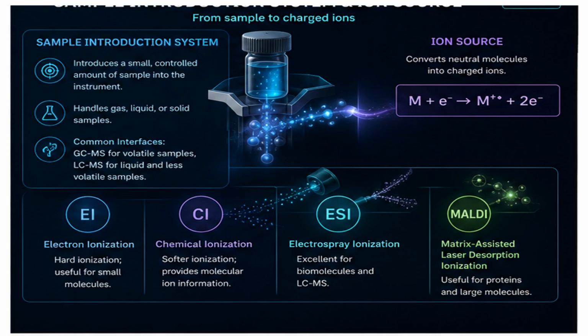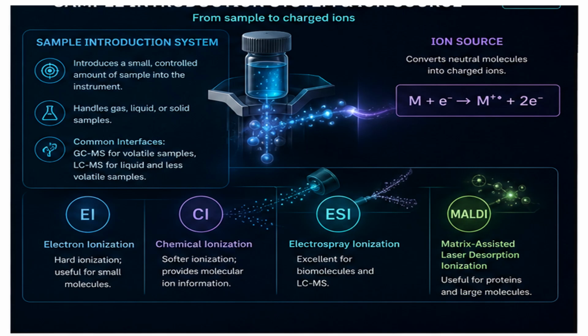For volatile samples, GCMS is commonly used. For liquid samples, biological samples, and less volatile compounds, LCMS is usually more suitable. After entering the instrument, the sample moves toward the ion source. The ion source converts neutral molecules into charged ions. This step is necessary because the mass spectrometer cannot separate neutral molecules directly. It needs charged particles so they can be controlled using electric and magnetic fields.